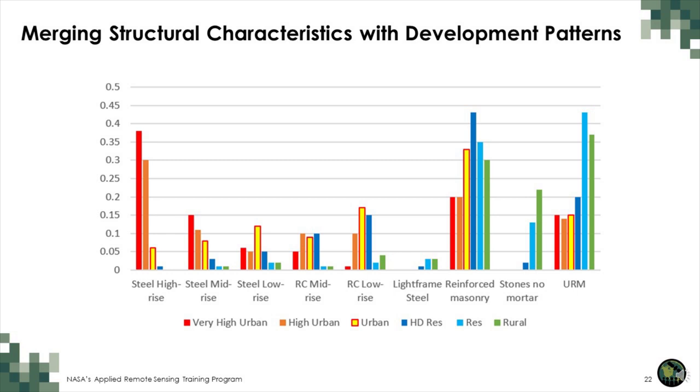So here we've got steel high rise on the left, steel mid rise, going down to steel low rise, then reinforced concrete mid rise and reinforced concrete low rise, and moving to the right all the way to stone, snow, mortar, and URM, which stands for unreinforced masonry. So you can see as you've got these rural and residential greens and blues, you have quite a bit more over here to the right, which is less rigorous construction. And as you have these reds, oranges, and yellows, you have more of the steel frame and reinforced concrete structures.